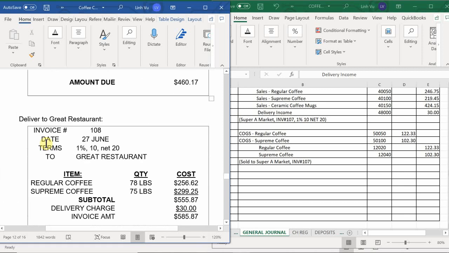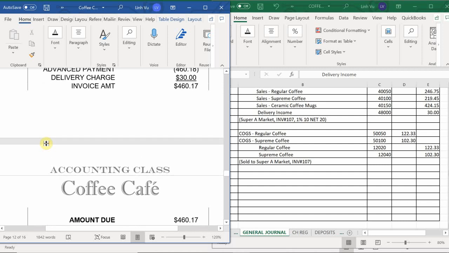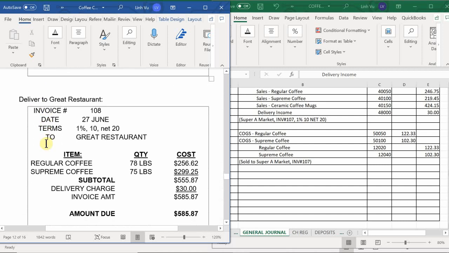Let's go ahead and just do this last one right here, and then we'll go on a break. So we deliver to Great Restaurant. It's similar to this one, except no advance payments or anything. This time we're just doing a regular sale. We're delivering to Great Restaurant on the 27th of June.